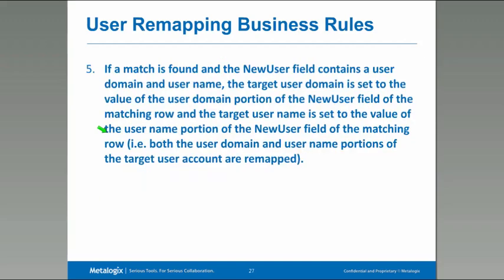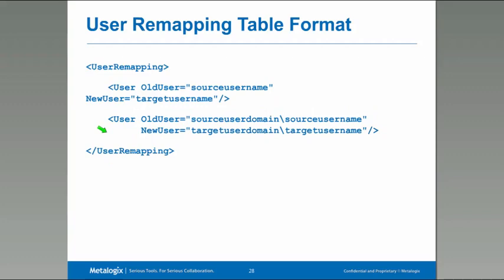There we go. Okay. Between two XML tags, user remapping, you have the old user, source username, and new user, target name. Or you can have old user in domain username format, and new user in domain username format. Okay. You could have both of these entries in here, and as many entries as you want. The thing to keep in mind is that the first match it finds is the one it's going to use. Okay.